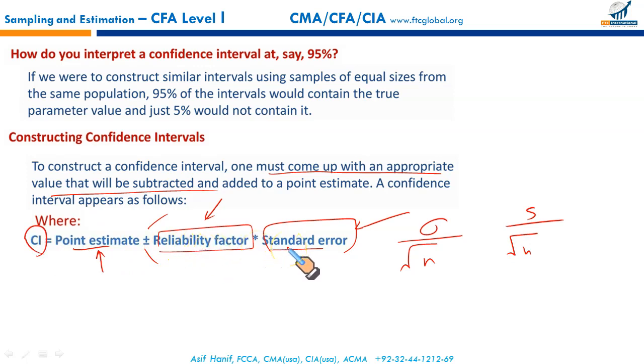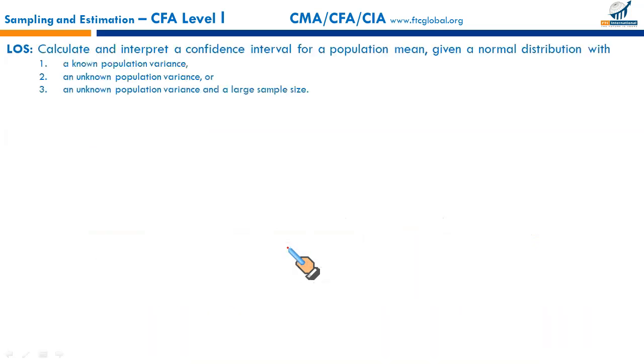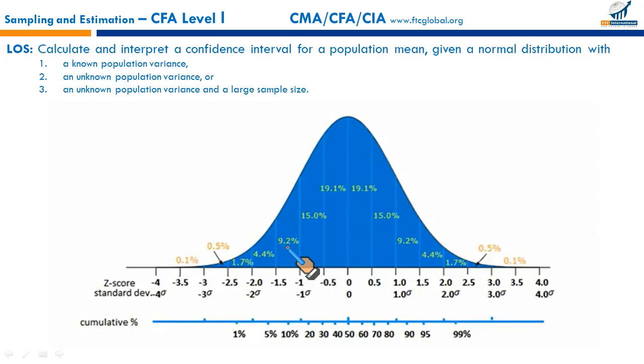Now let us do some computations and then try to interpret what exactly it means. But I think your next LOS asks you to see it from 3 parts. Calculate and interpret confidence interval. This is the LOS we are doing. For population mean, given a normal distribution with known population variance.